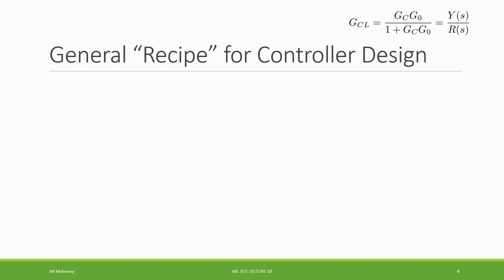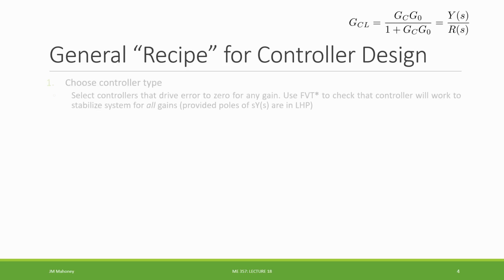So let's say we're at the step we have our G0. The first thing we want to do is choose our controller type. Do we want a proportional controller, a PD controller, a PID? Do we want a lag compensator, or some other design that we didn't cover in this course? But really the first priority of our controller is going to be driving our steady state error to 0, and we want that to be true for any gain or gains that we have in the system.